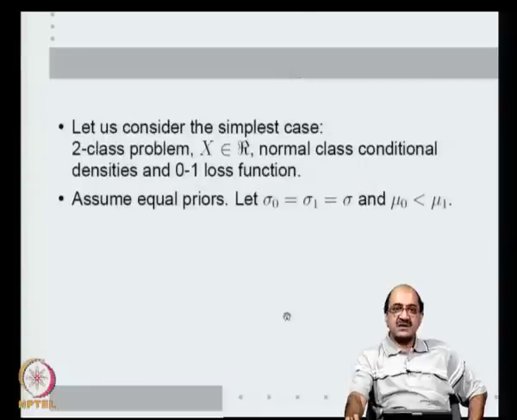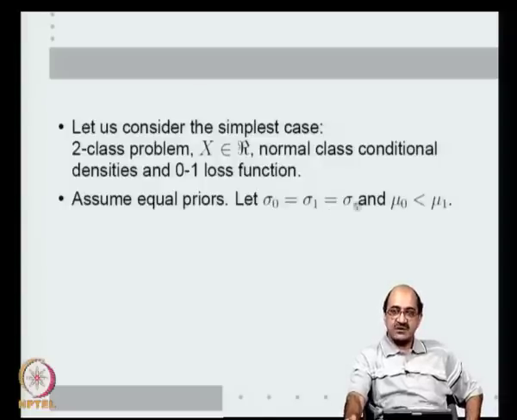First, let us look at a very simple case. Let us consider a one dimensional feature space, two class problem, 0-1 loss function. Assume equal priors. Assume normal class conditional densities with equal variance. This is about the simplest special case you can consider. And for notational convenience, let us assume the mean of class 0 is less than the mean of class 1.